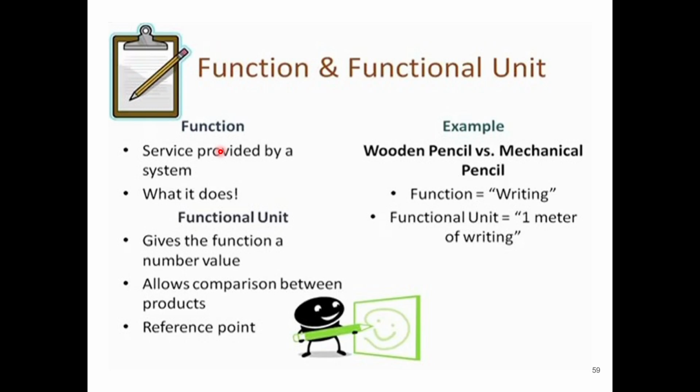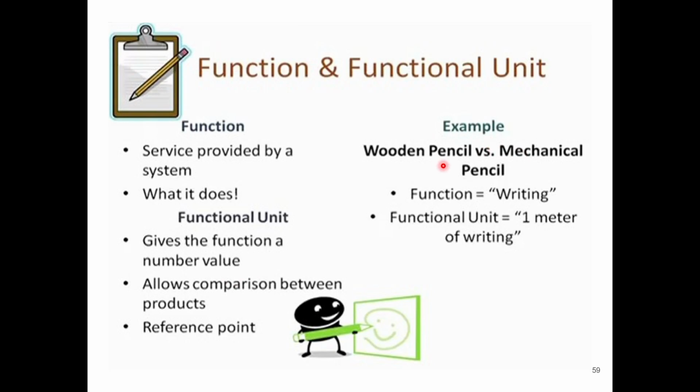So function is the service provided by a system, or roughly what it does. And functional unit is a value, okay, which can be used for comparing, which acts as a reference point. It can be used for comparing the amount of emission, as well as the CO2 release, and anything related to the environmental aspect between the products, and it can act as a reference point. So it is basically a parameter, okay, by which we can compare products based on various aspects, okay.